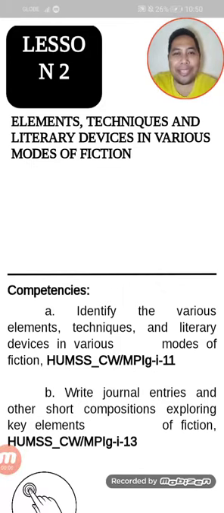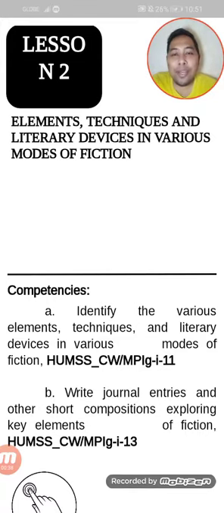This is Sir Glenn Cadiz Arandilia for Lesson 2 Creative Writing, Elements, Technique, and Literary Devices in Various Modes of Communication. So, we're not yet done with poetry. Last time for my two classes, the grade 12 UMS A and the grade 12 GAS, we still have a lot of activities for poetry later on, but we will try to finish first Lesson 2. This is actually fiction, for more activities later on.